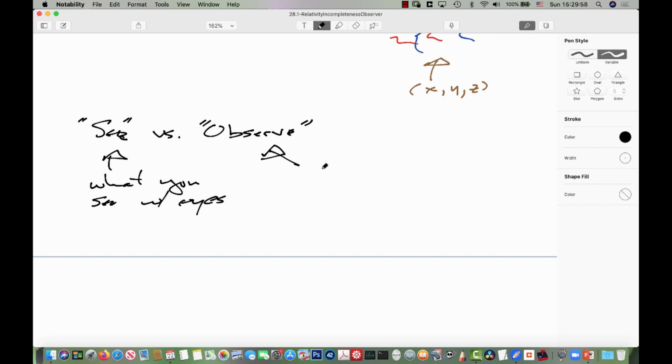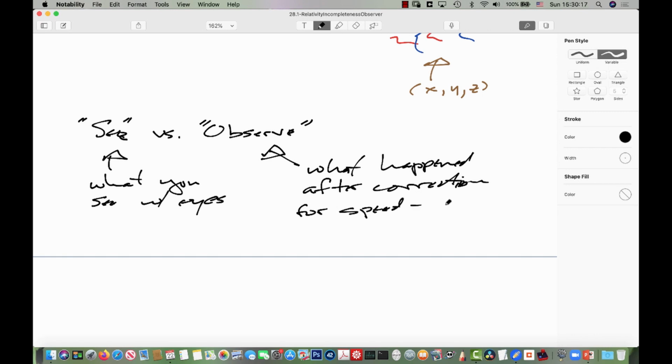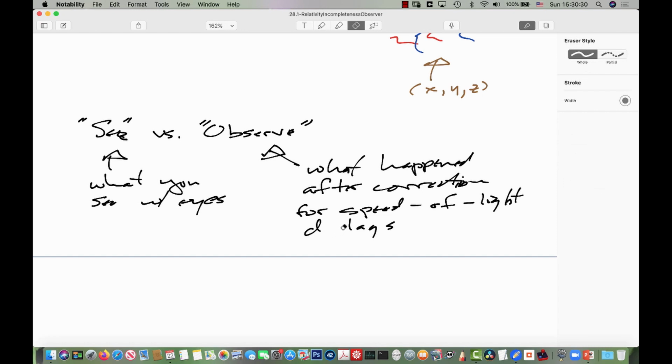But that's what we mean by that. Observe is what happened after correction for speed of light delays. So the best example I can think of is not so much from dealing with the speed of light, but the speed of sound.